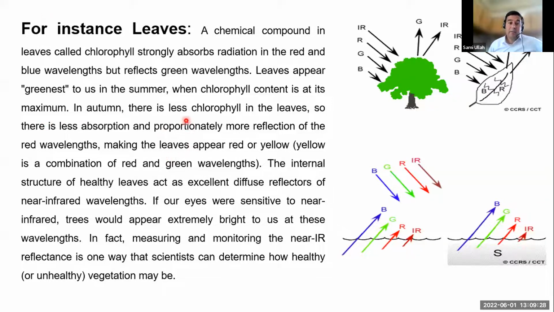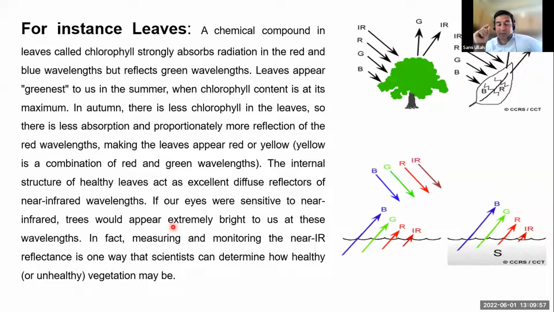In autumn there is less chlorophyll in the leaf, so there is less absorption and proportionally more reflection of the red wavelength, making the leaves appear red or yellow. The internal structure of healthy leaves acts as an excellent diffuse reflector of near infrared wavelengths. If our eyes were sensitive to near infrared, trees would appear extremely bright to us.